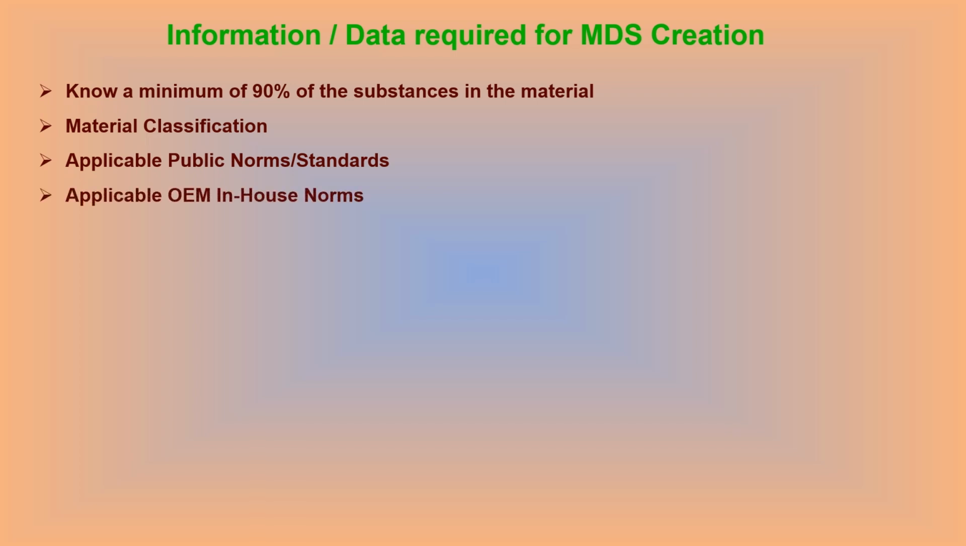Information or data required for MDS creation or for entering in the IMDS system: one must know a minimum of 90% of the substances in the material and the material classification. The person creating the material data sheet shall know applicable public norms and or standards. He is also required to know applicable original equipment manufacturers' in-house norms. It's obvious, he should have knowledge of applicable material symbols.